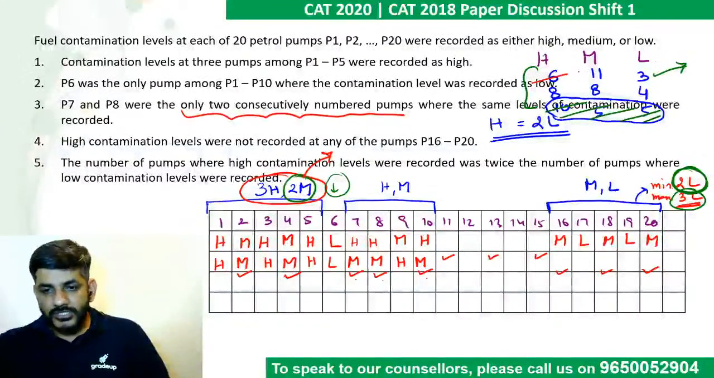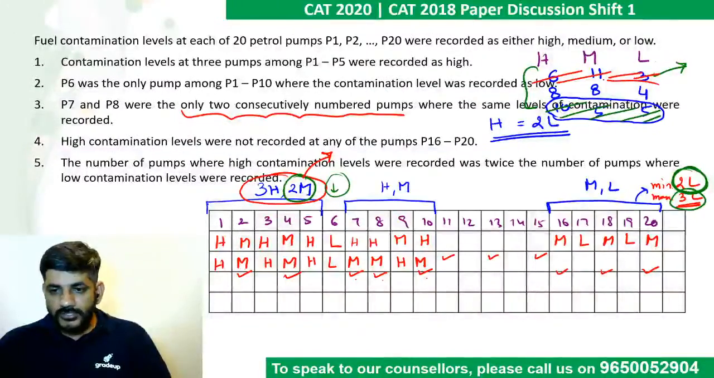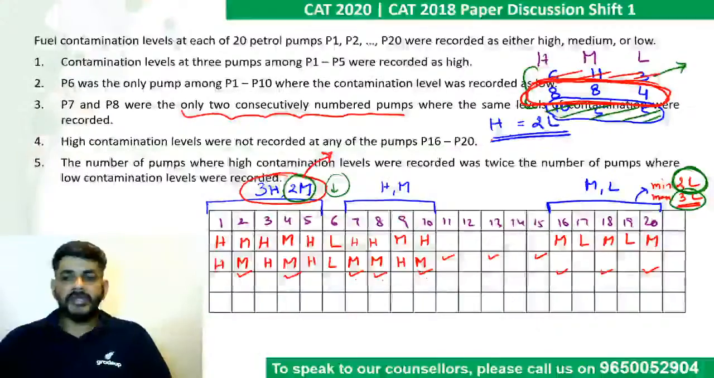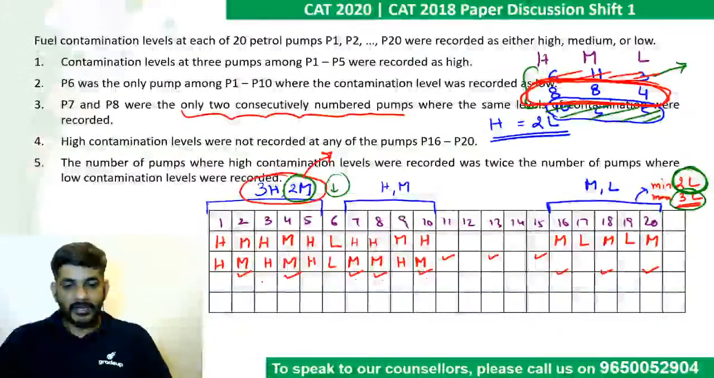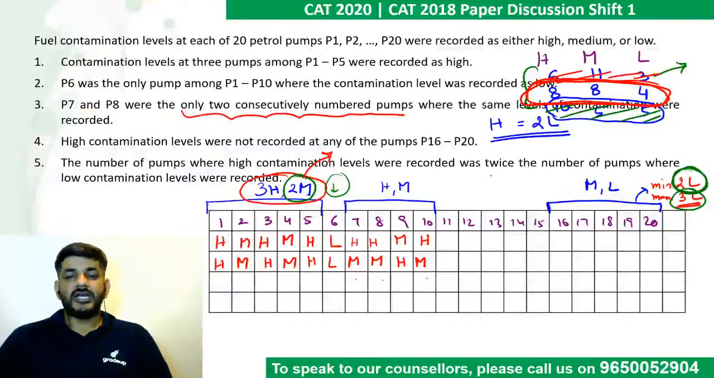That means this possibility also does not exist. This possibility too does not exist. So the only possibility that exists is low 4, medium 8 and high 8. So let me just remove these. Low is 4, medium is 8 and high is also 8. Let's start putting these figures.